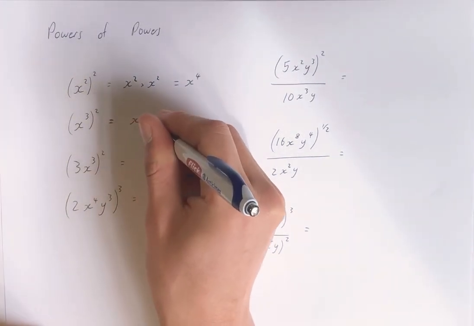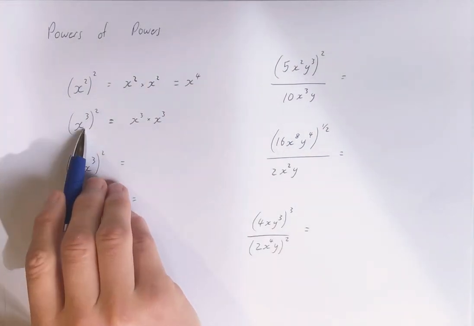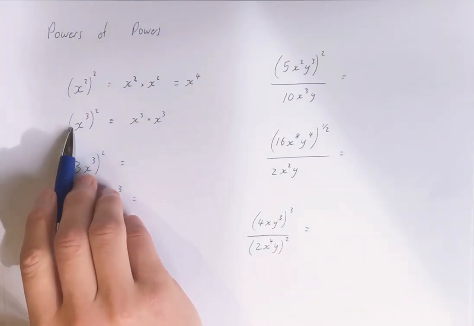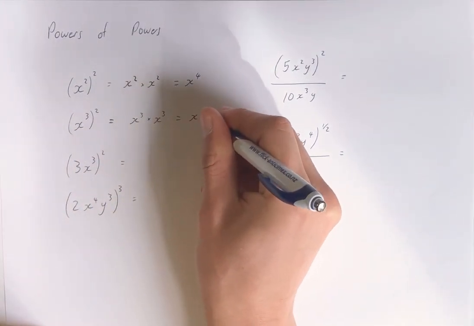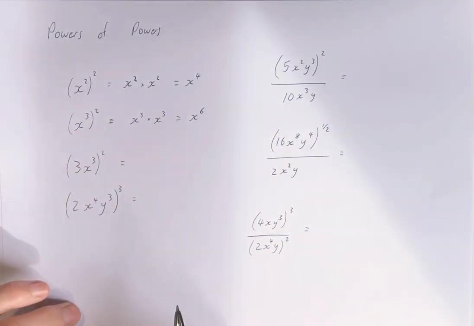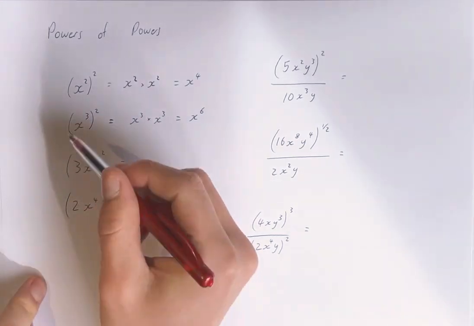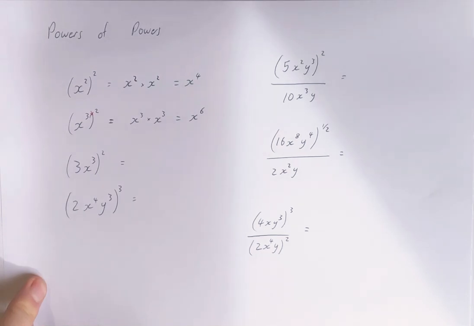So we go x cubed multiplied by itself. It's just what that power of 2 means, multiplied by itself. And if you were to add those powers, you'd get x to the 6. And we're always looking for shortcuts to get from here to here. And what you'll notice is that from here to here, we can just multiply those two powers.